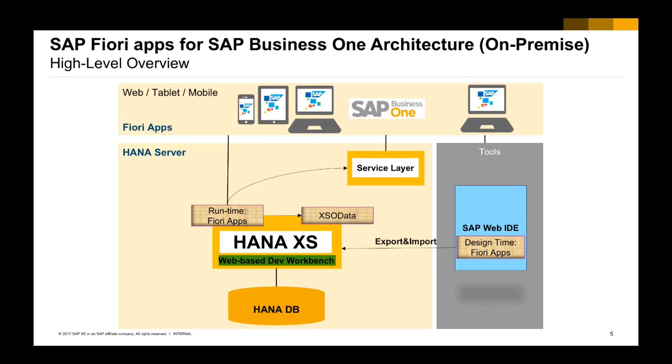Here is the architectural overview of a B1H. On the server side, we have the HANA database, as well as the HANA Exchange, which would be the application service. And then for the runtime, for the client Fiori application to retrieve and access the business logic and the Business One data, there are two approaches. The first one is the HANA native XSOData. And the HANA XSOData is compliant with OData version 2.0. And in this case, you're only using the XSOData to read the Business One data only.